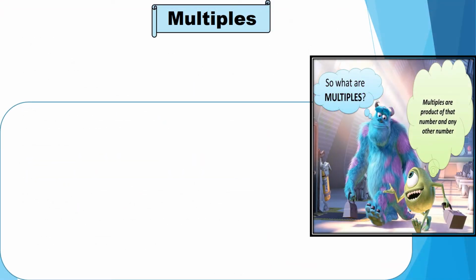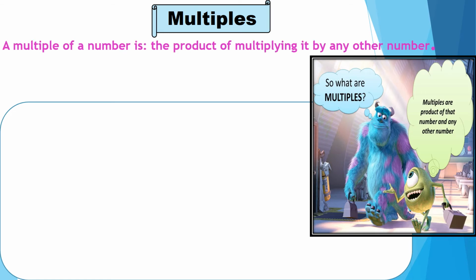Let's move to multiples. What are multiples? Let's ask our monsters here. Multiples are the product of a number and any other number. How can we know it? A multiple of a number is the product of multiplying this number by another number.